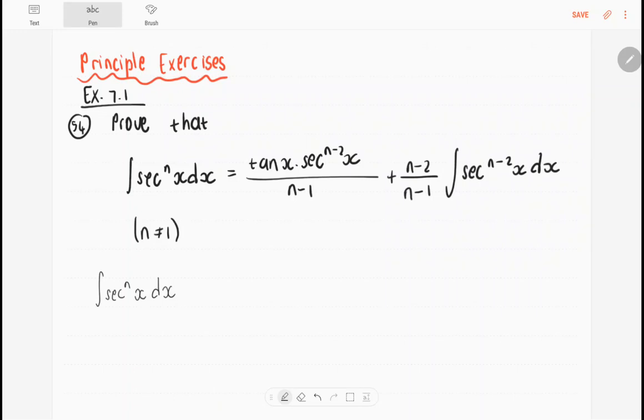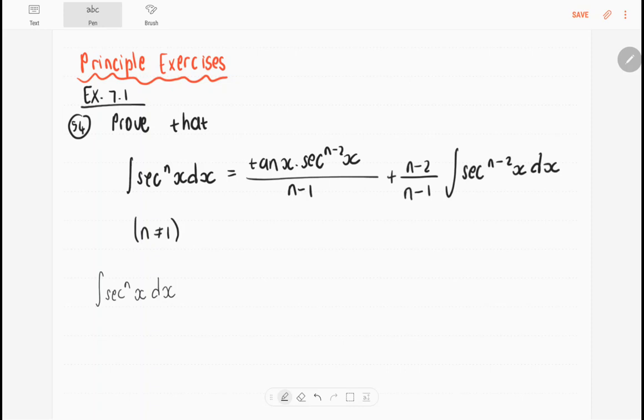We are now looking at the exercises similar to the principal exercises. The first one is under section 7.1 and it is number 54, and it says to prove that the integral of sec to the n of x dx equals tan of x multiplied by sec to the n minus 2 of x over n minus 1 plus n minus 2 over n minus 1 multiplied by the integral of sec to the n minus 1 of x dx.